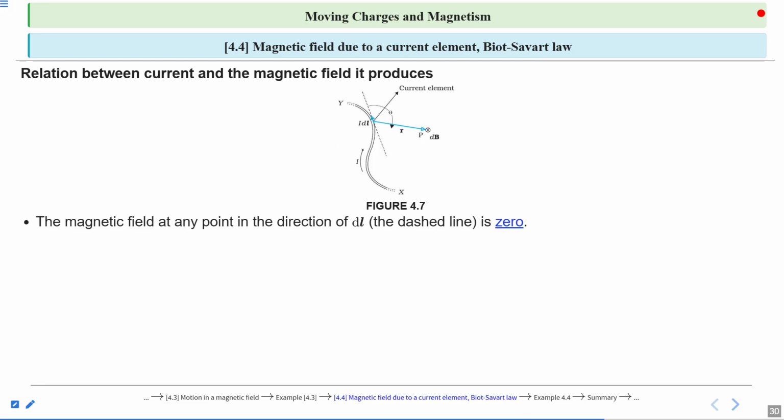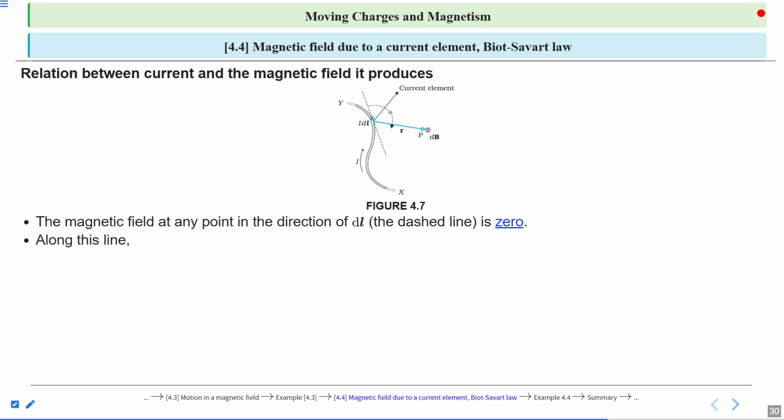Now, magnetic field at any point in the direction of dl, the dashed line. You can see the dashed line. This dashed line is the direction of dl, and its direction is upward. So magnetic field at any point in the direction of dl, the dashed line, is 0.